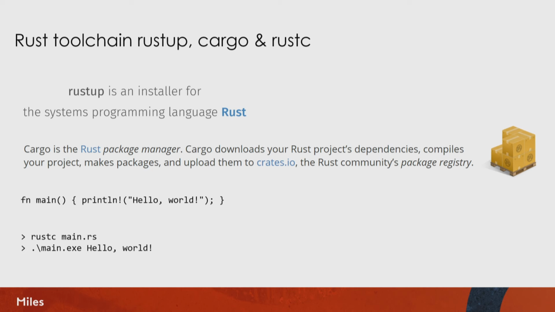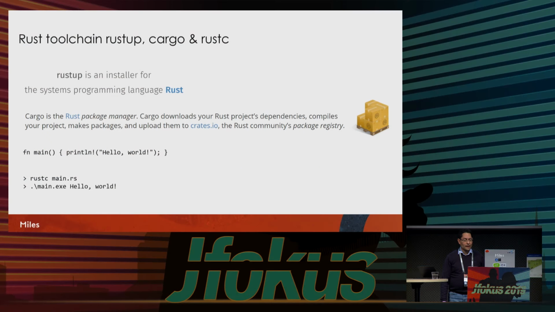And there's also a site called crates.io where people can upload their different crates so that other developers can use them. And then we have rustc, which is the Rust compiler. So what we can do here is define a main function, and in the main function, we use a println function and print hello world. Then we can run rustc on our main.rs file, and if we do that on a Windows machine, we get an exe file. And if we run that, we get hello world back.